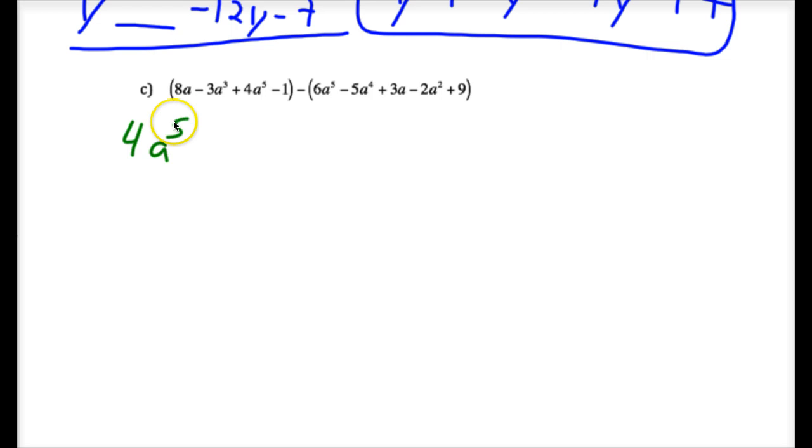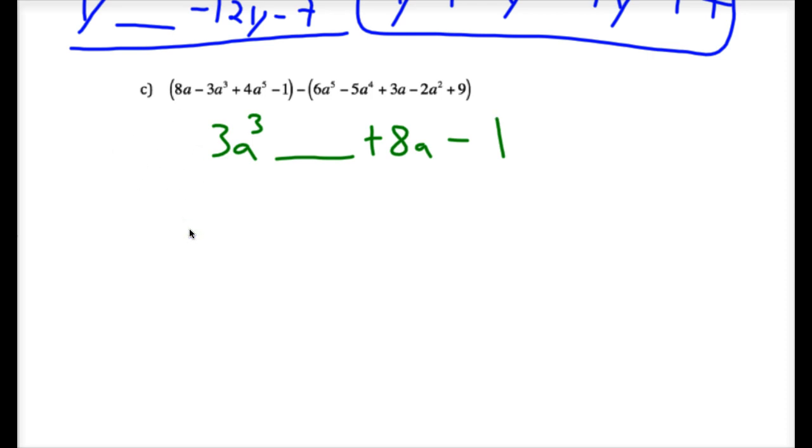4a to the 5th, minus 3a cubed. Need a blank between. Yeah, you need a blank between 4a to the 5th and minus 3a cubed. Oh, I forgot the fourth one. I'm going to move that over. 4a to the 5th, blank, 3a cubed, blank, plus 8a minus 1. Isn't it negative 3?